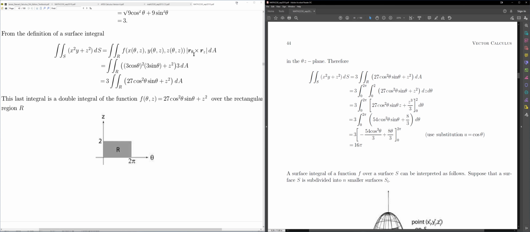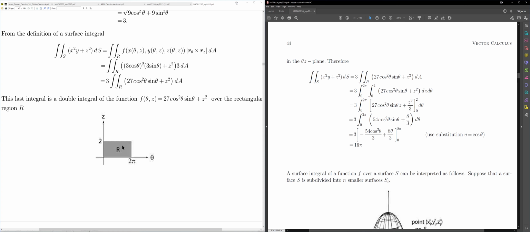Well, over here I had a 3 and I pulled the 3 outside, from the modulus of r theta cross rz, because it's just a constant. I expanded this out, so I have a 9 over here times this 3, which gives me the 27, and I have a cos squared theta times the sine theta, and then plus the z squared. So I'm integrating this function of theta and z with respect to theta and z, and it's a rectangular region.